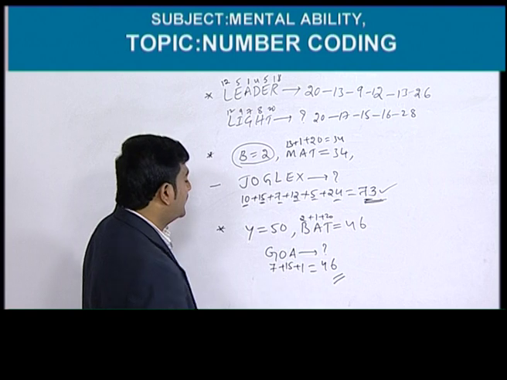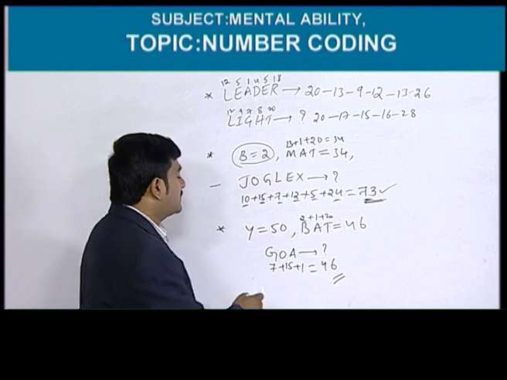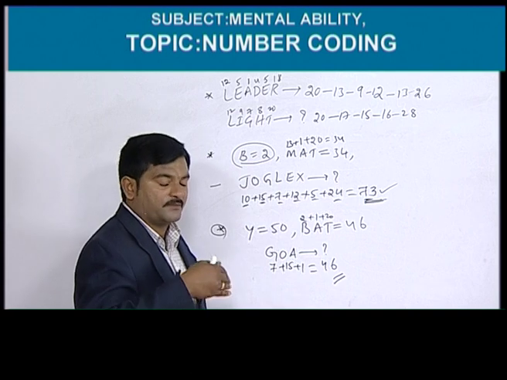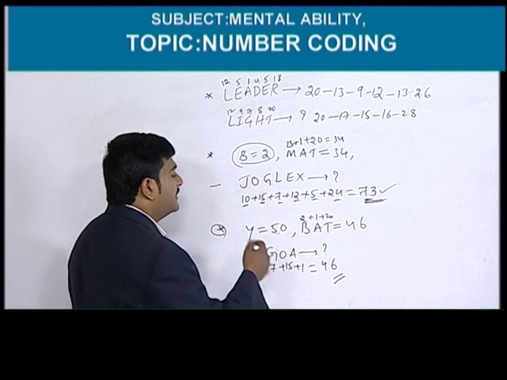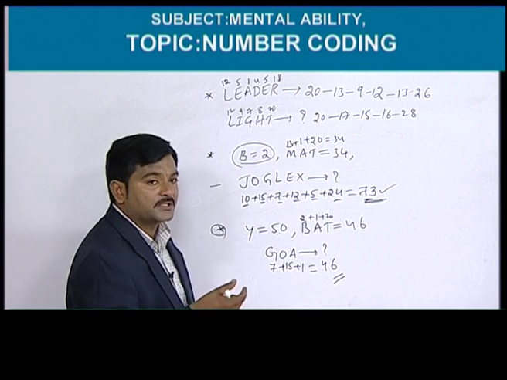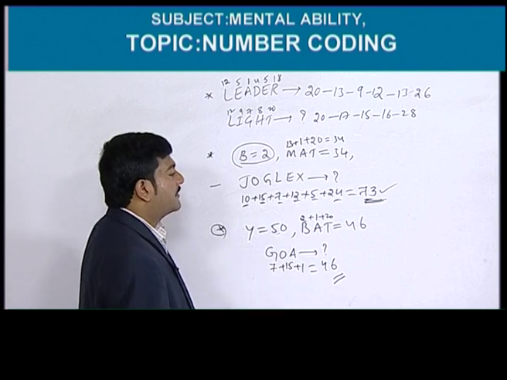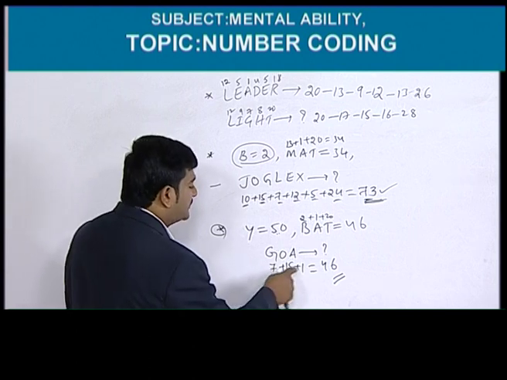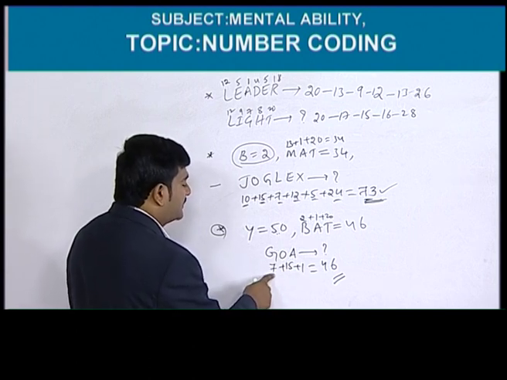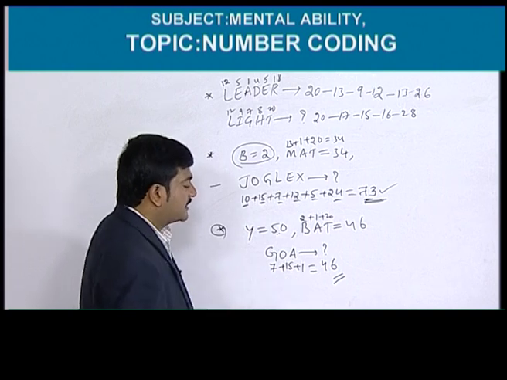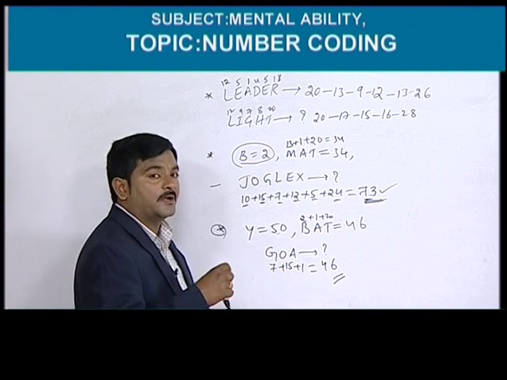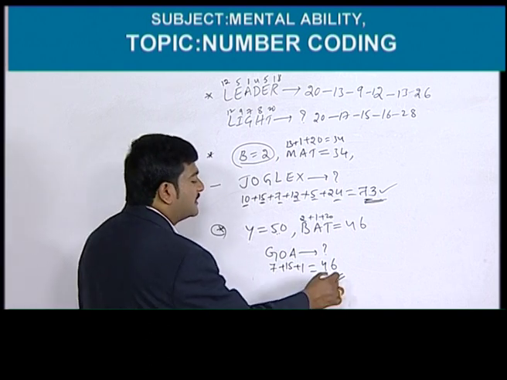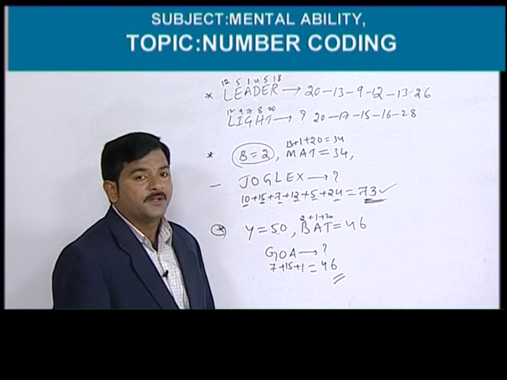Okay, and finally what is the concept involved in this example? Y means 25. Usually Y means 25, but here he assigned 50. He doubled that. Similarly, BAT, I am getting only 23. He doubled that, 46. When I am adding these three, 7, 15, 1, again I am getting 23. If I double that, how much am I getting? 46. Hence, the answer for this third one is 46. I hope you understood these examples.